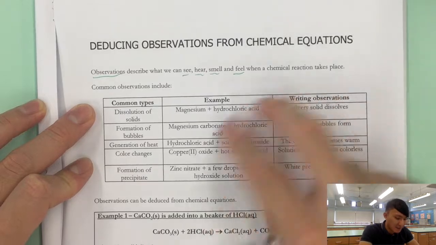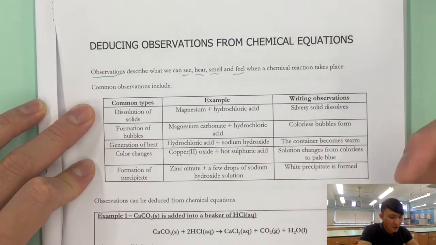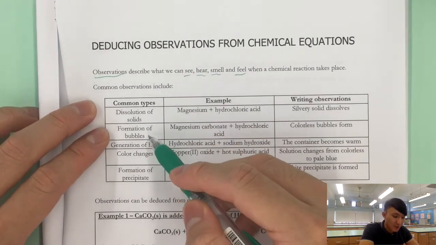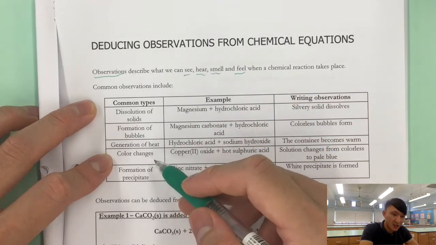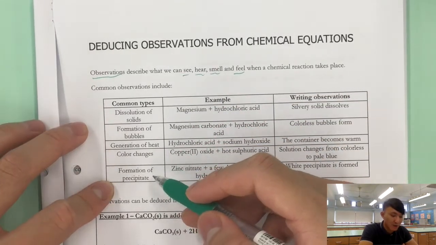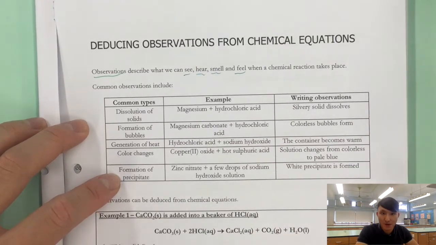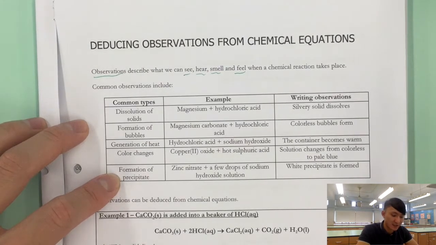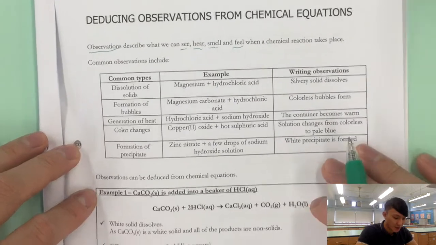Now, these are some common observations. I copied it from the Form 3 note. So very often, observation includes a solid dissolves, formation of bubbles, generation of heat, color changes, as well as the formation of precipitate. Precipitate is a solid formed when we mix 2 solutions together. Okay? Precipitate is something insoluble. Now, let's see how it works.